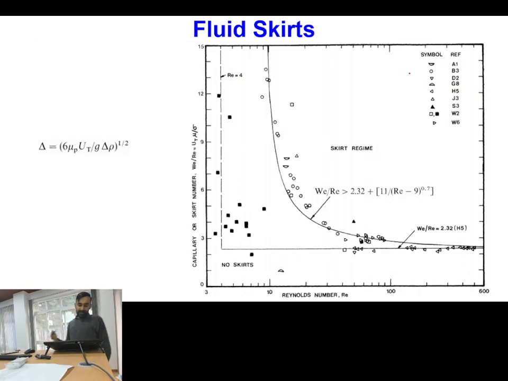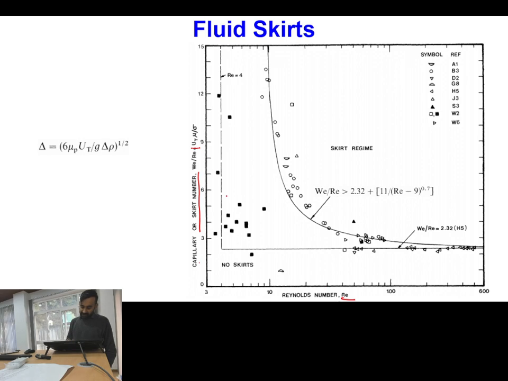One important point is the transition at which these fluid skirts are formed. You can classify this in terms of capillary number or skirt number. The ratio of Weber number by Reynolds number, which is mu into U terminal velocity by sigma, is either called the capillary number or skirt number, and this is plotted as a function of Reynolds number.